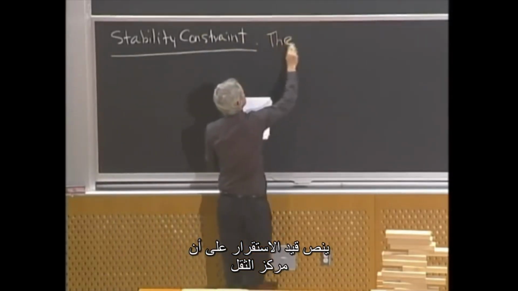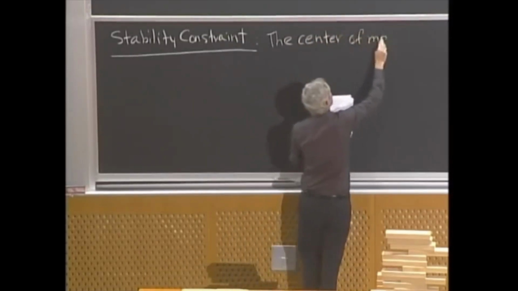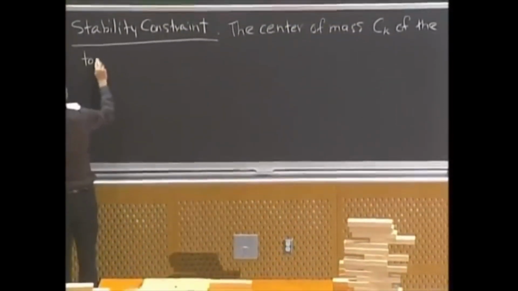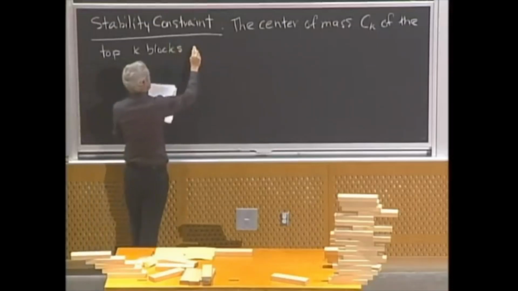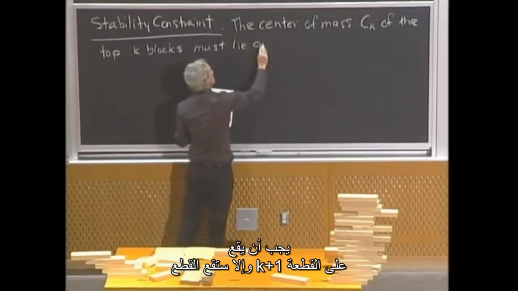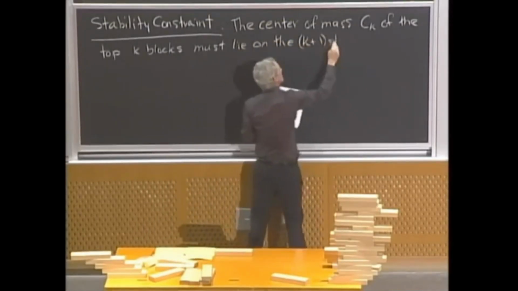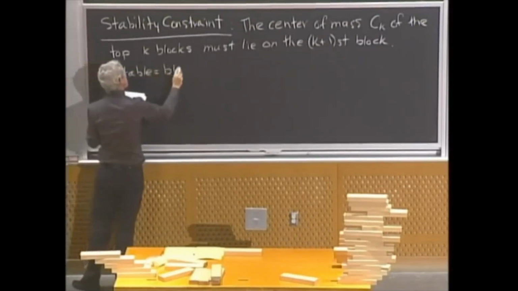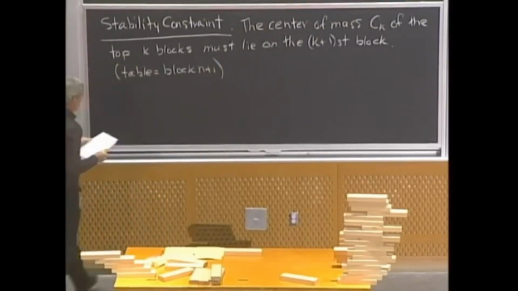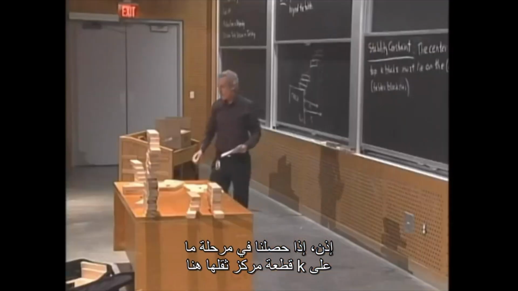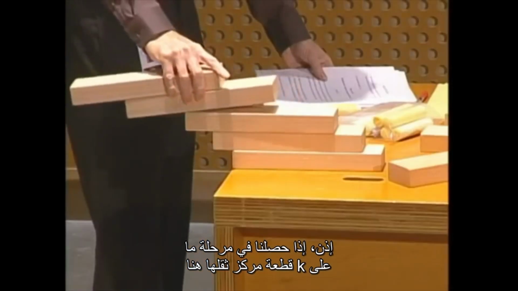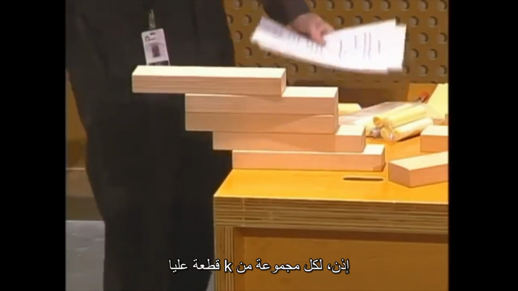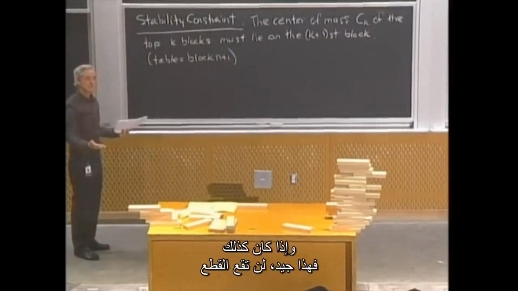The stability constraint says that the center of mass, we'll call it CK, of the top K blocks must lie on the K plus first block, otherwise it'll tip over. And of course, the table is block n plus 1 in this context. Okay, so if at any point we've got K blocks and their center of mass is out here, they'll fall over at that point. Or if you were building it this way, they would fall over that way. All right, so for each set of the top K blocks, the center of mass has to be on the block below. And if it is, we're fine. It won't fall over.